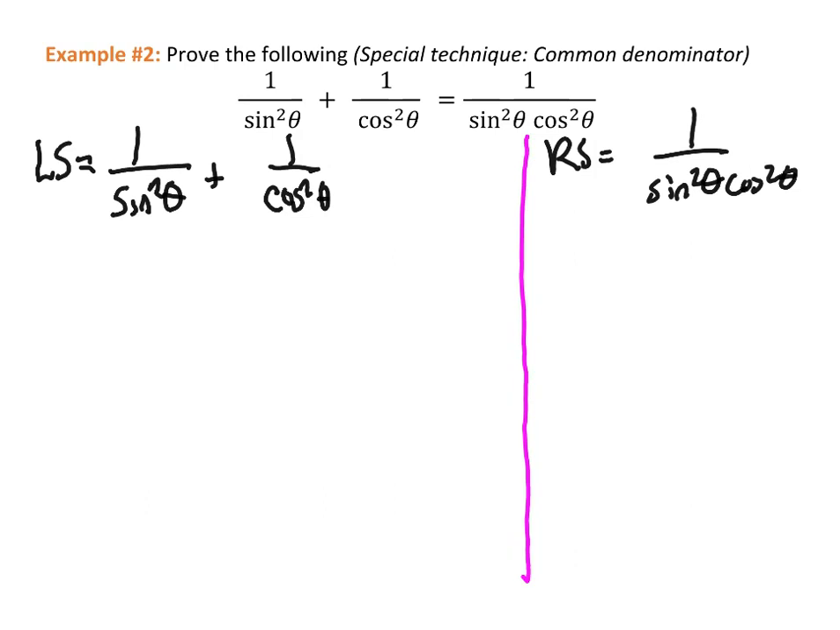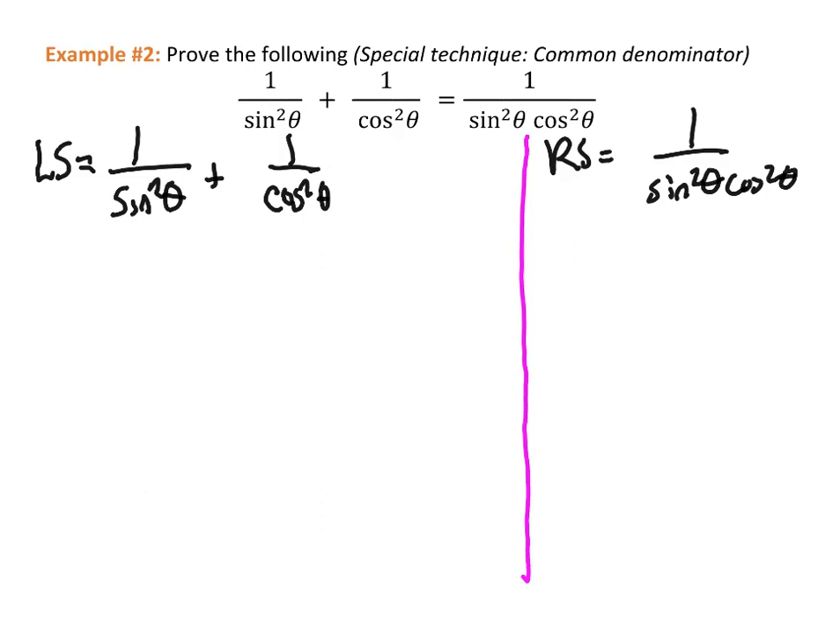Okay, let's look at the left side first. Usually I start by simplifying whatever side looks a little messier than the other. That's usually a good place to start. The left side looks messier because it's got 2 terms, so I feel like that's a good place I should start here. And the special technique that I want to show you here is how to get a common denominator.